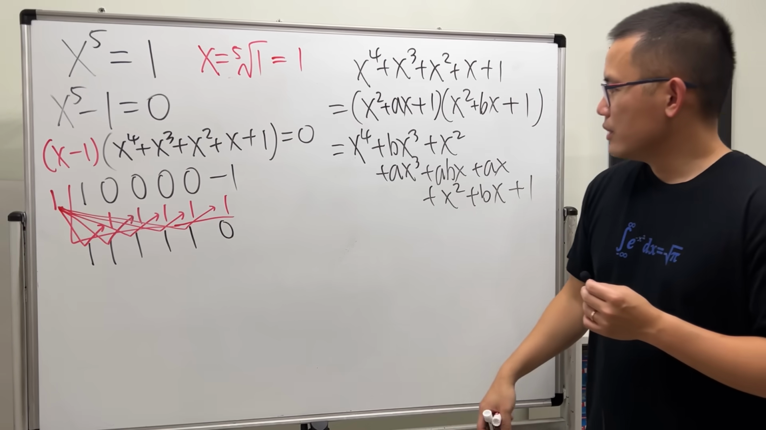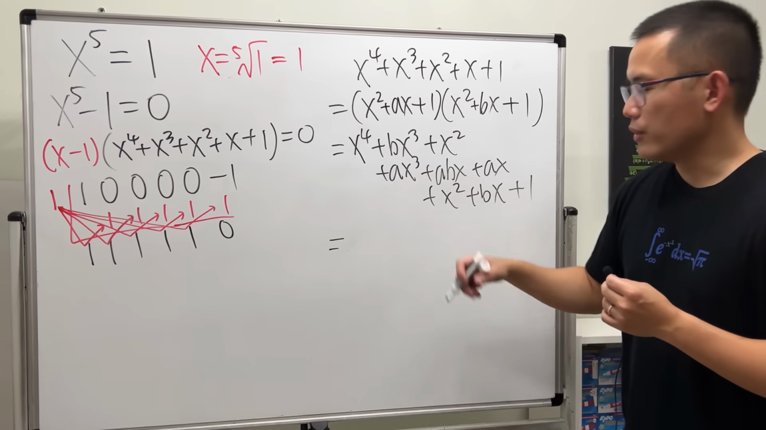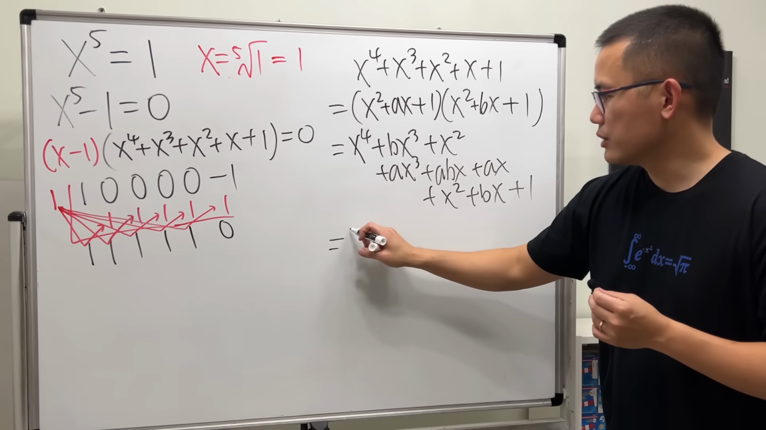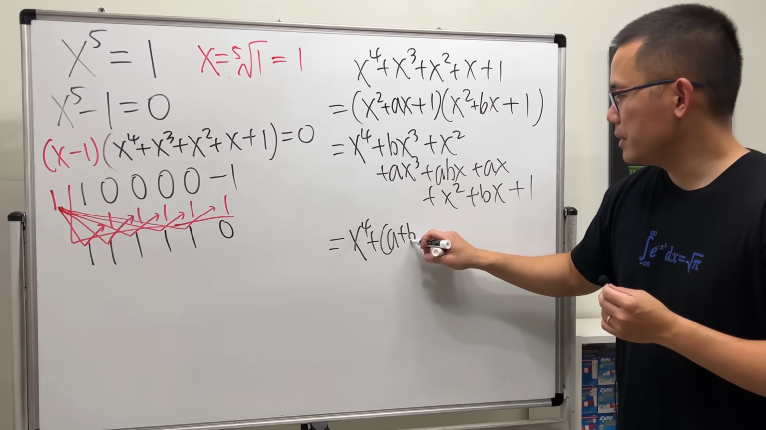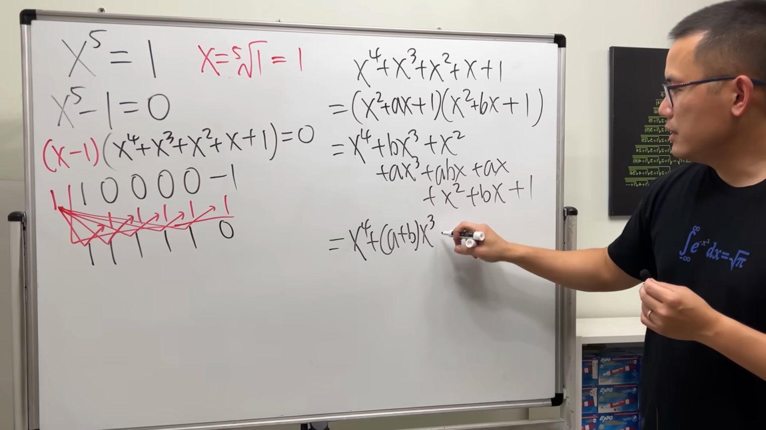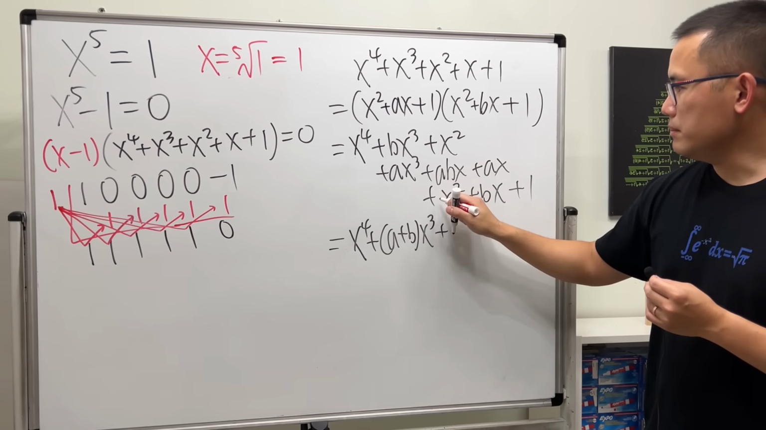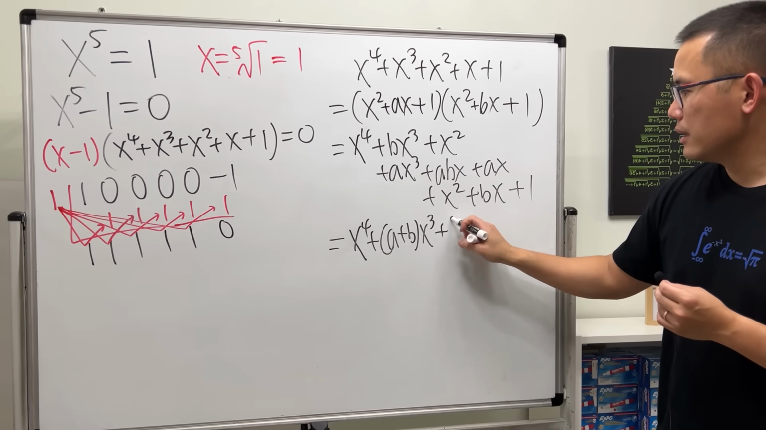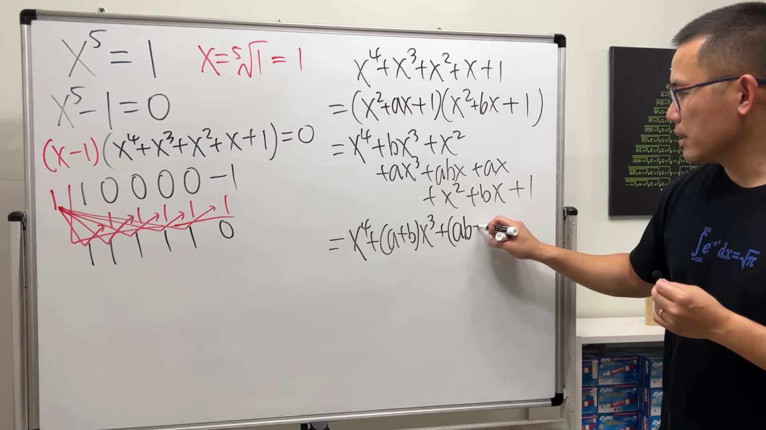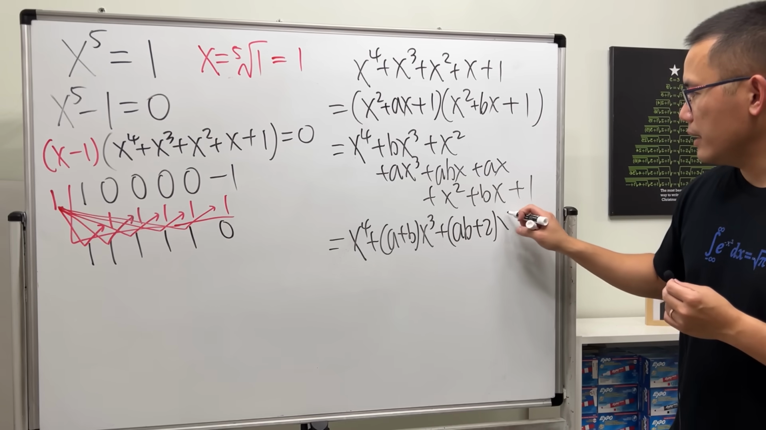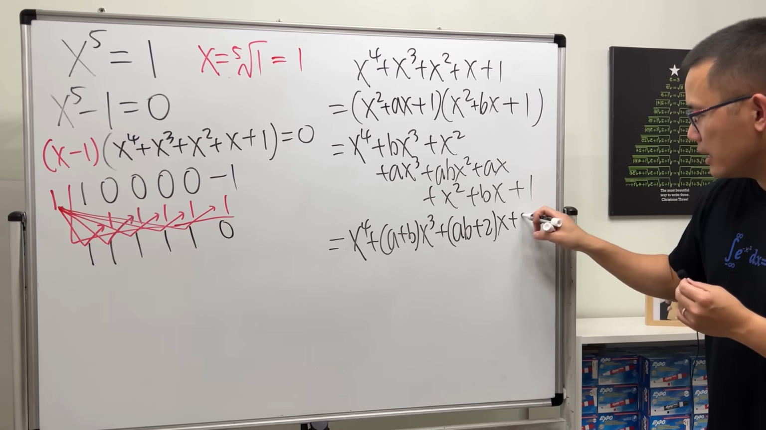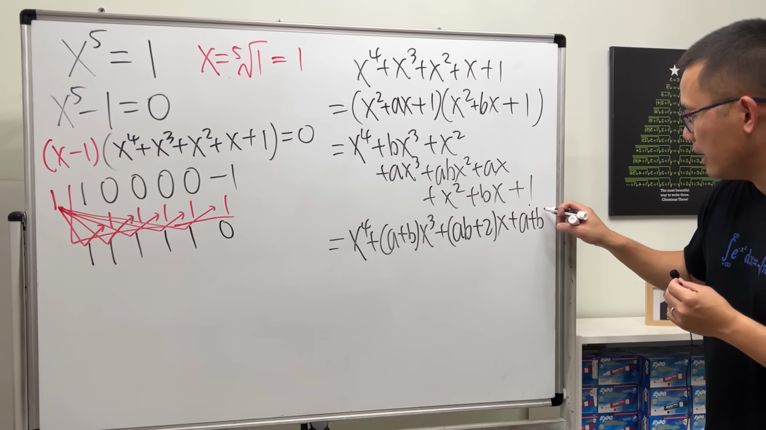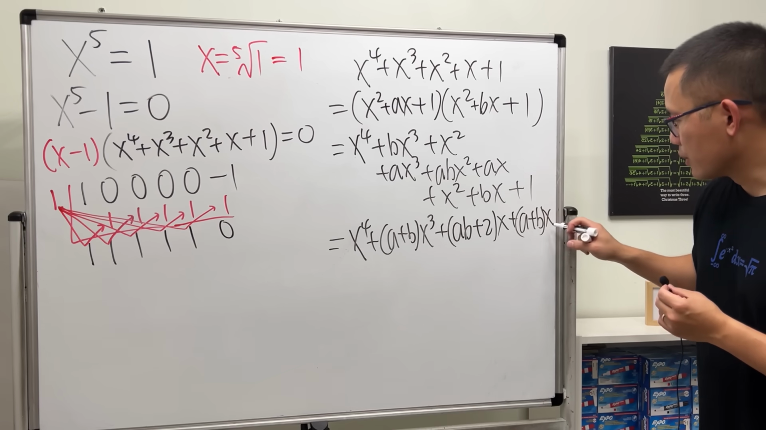So after we collect all the coefficients, this is just x to the fourth. This right here is a plus b x cubed. This right here is plus 1, which is plus 2, and then is ab plus 2. And then x squared, this should have been x squared. And then lastly plus a plus b x. And then lastly, of course, we have the plus 1.